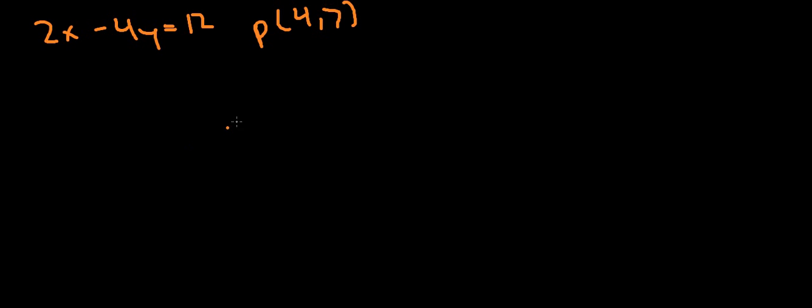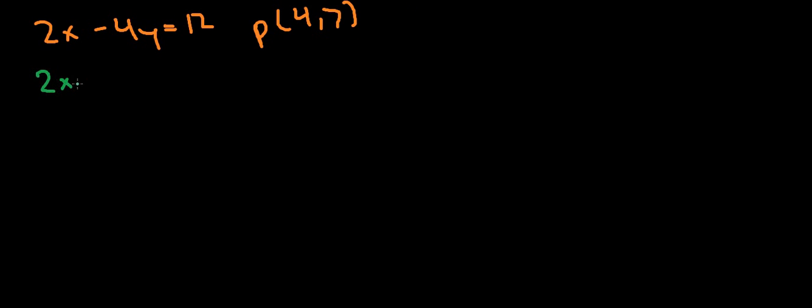So in order to find a parallel line that goes through this point, I'm going to need to find the slope of this line. Once I have the slope, I'm going to need to put it into the point-slope formula with this point and then solve that, and I will have my equation. So let's find the slope of this line first.